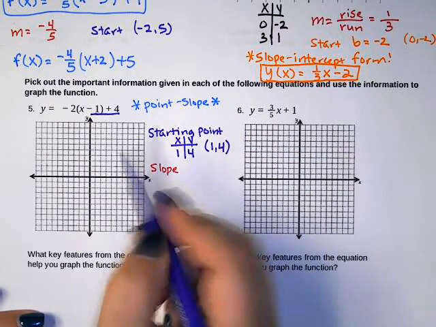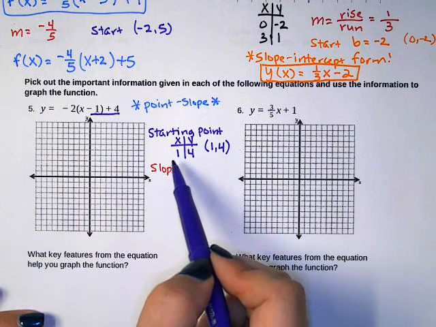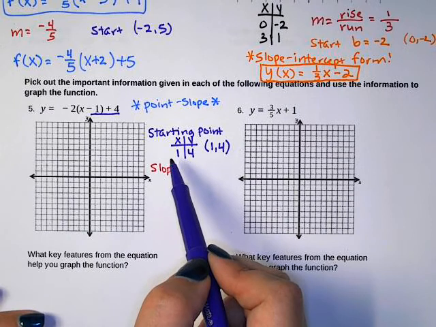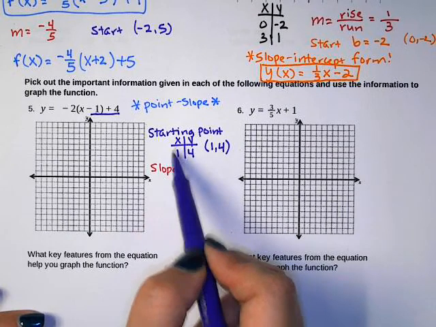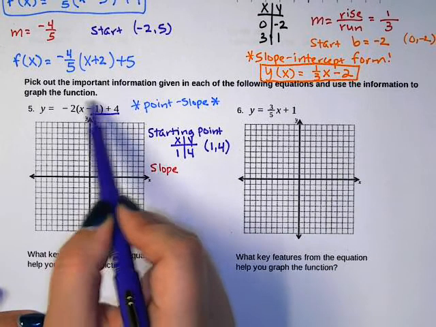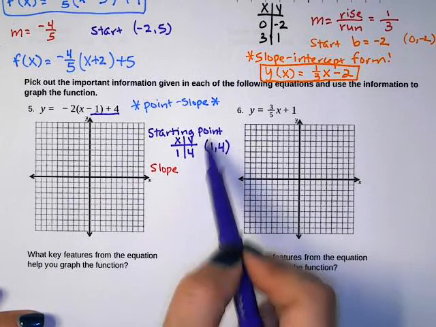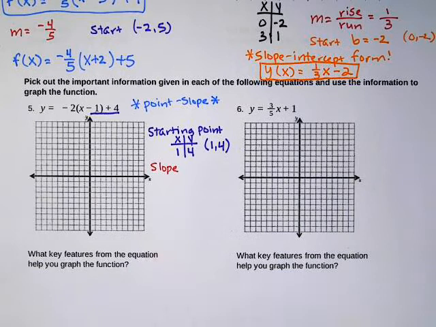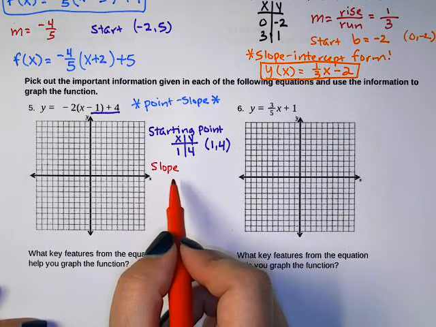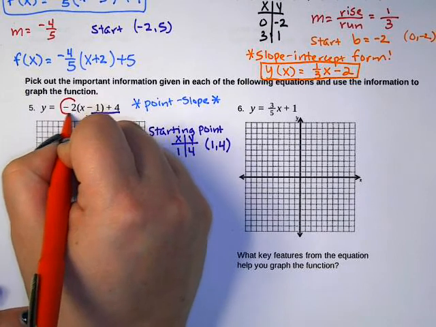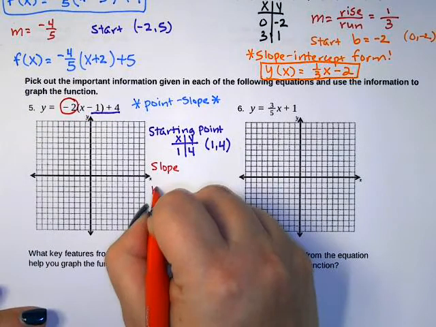The reason we take the opposite of what's inside the parentheses is if we think back to Module 1, we knew that we had to back it up to 0. So if my table starts at 1, I needed an x minus 1 in the parentheses. So it's always going to be the opposite. So I've got a starting point of (1, 4). Our slope is always going to be what's multiplied in front of the x. So in this case, here's our slope. It's -2.